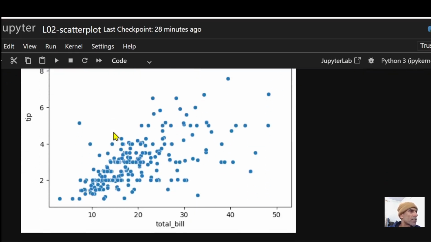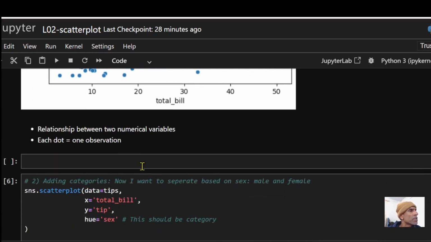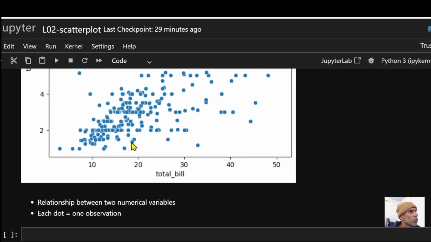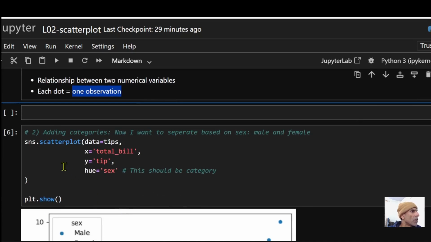So when I plot this, this is how it looks. This is the total bill and this is the tip. So as your total bill increases, the size of the tip also increases somewhat linearly. So you can see that there is some correlation between total bill and tips over here. Now in this case, each one of these dots represents one observation. In other words, each dot is one data point.